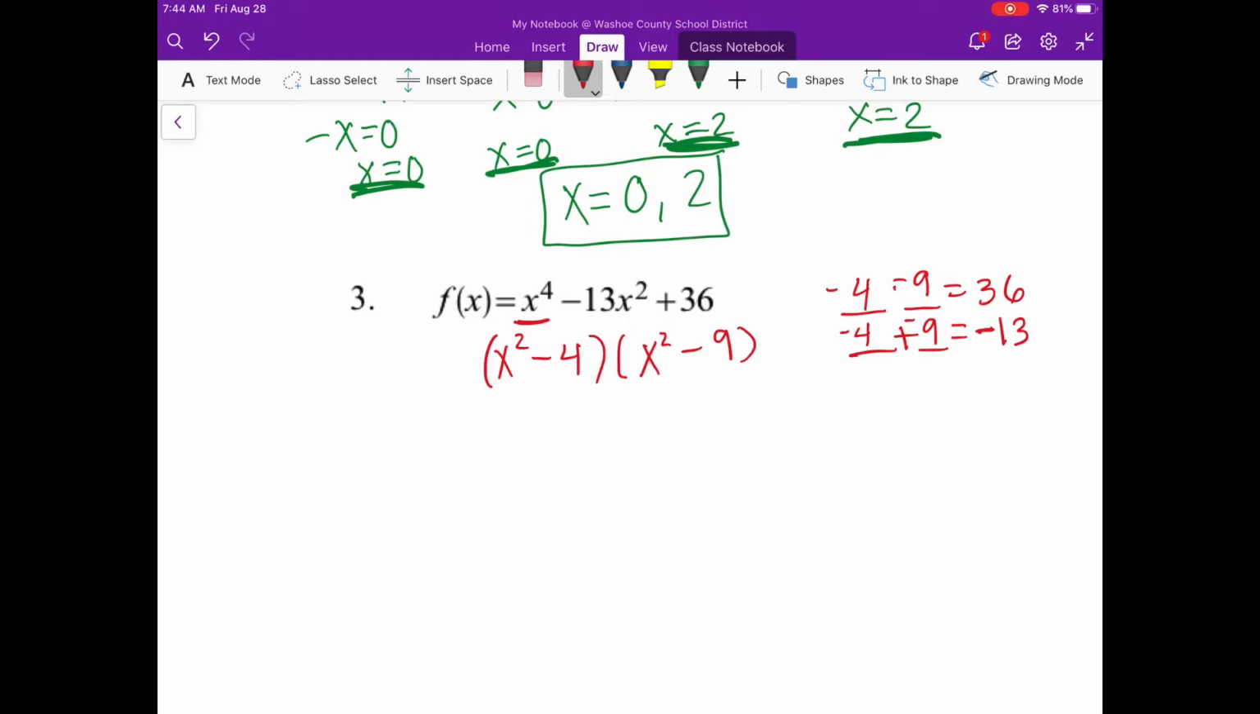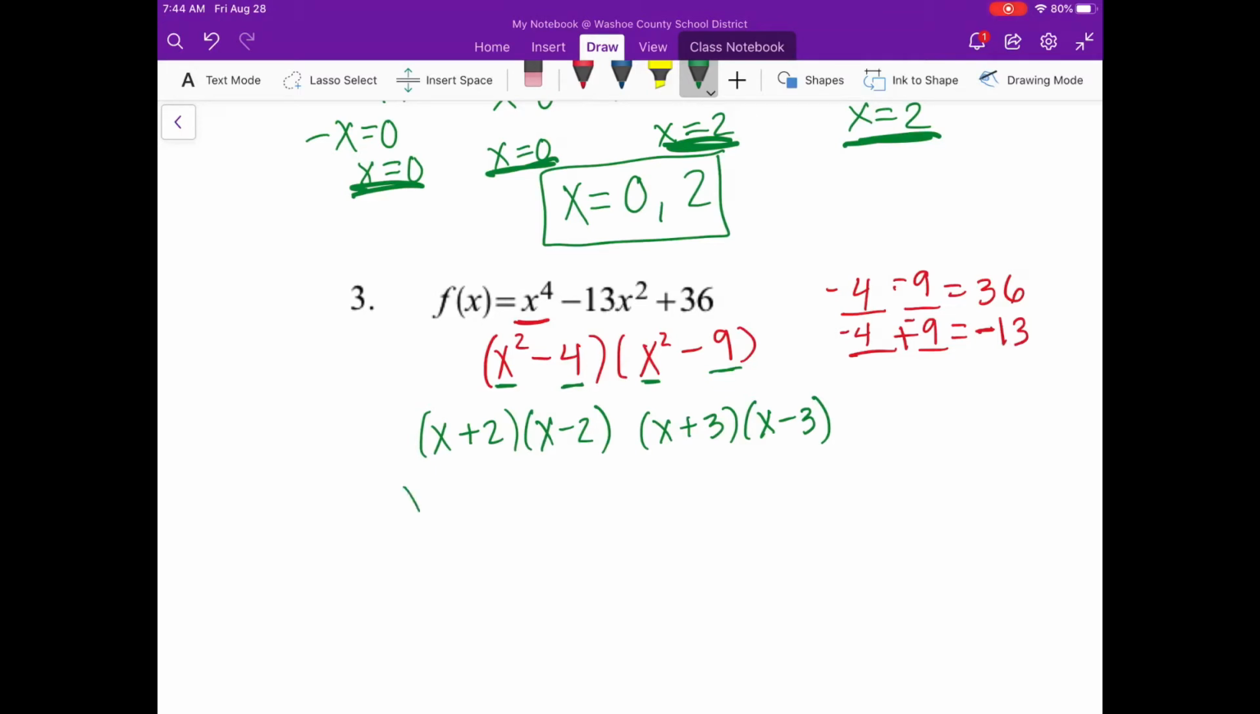Now you have two options here. If you remember difference of squares, you can jump into difference of squares from here. If not, I'm going to show you another method at the end, but I'm going to start off with difference of squares. So for difference of squares, anytime you have two perfect squares within the factor, that means you can go into x plus 2, x minus 2. Hopefully you remember this from Algebra 2. Same thing here, I have two perfect squares, so this becomes x plus 3, x minus 3.